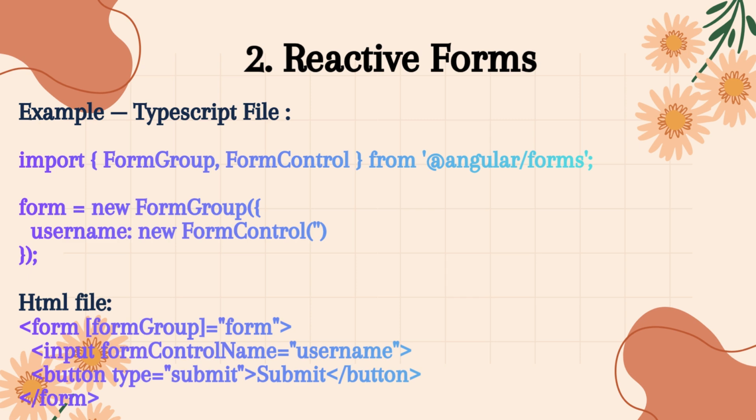In the HTML template, the form is linked to the form group using the form group directive, and the input field is connected to the form control using form control name equal to username. This approach gives developers more control, better scalability, and strong validation handling, making it ideal for complex or dynamic forms.